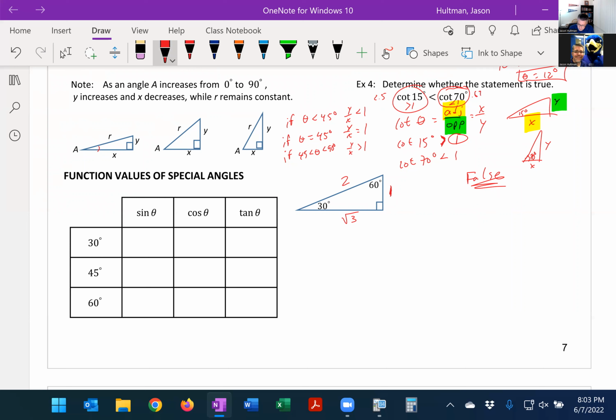If I wanted the sine of 30, that would be opposite over hypotenuse, which is 1/2. The cosine of 30 is radical 3 over 2, that's the adjacent over hypotenuse. And the tangent is going to be 1 over radical 3, which, if I multiply by radical 3 over radical 3, I get radical 3 over radical 9, which is radical 3 over 3. So I rationalize the denominator, and this is radical 3 over 3.